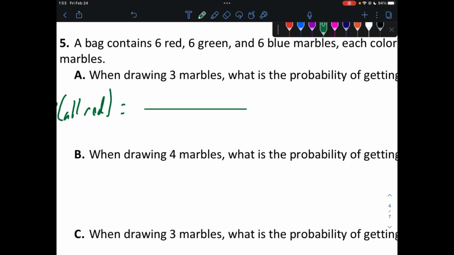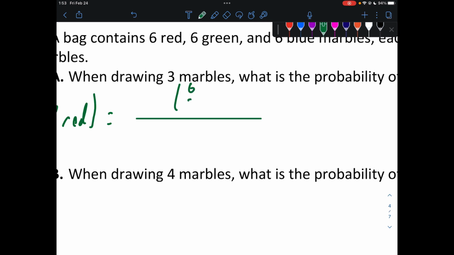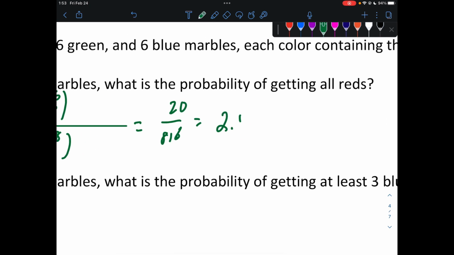All right, so that would be, there's 6 red. We're going to choose 3 of them. And the sample space would be 18. And we're going to choose 3 out of there. So that would be 20 out of 816. Convert that to a percent. 2.45%.